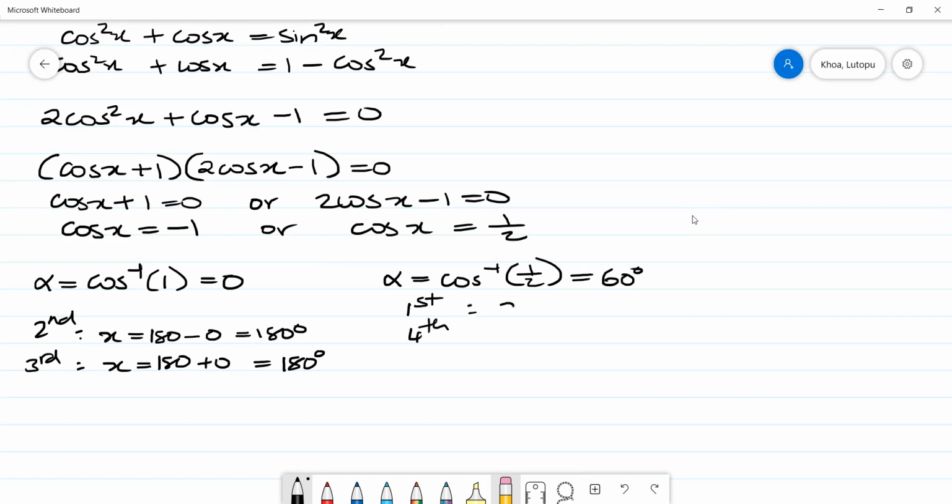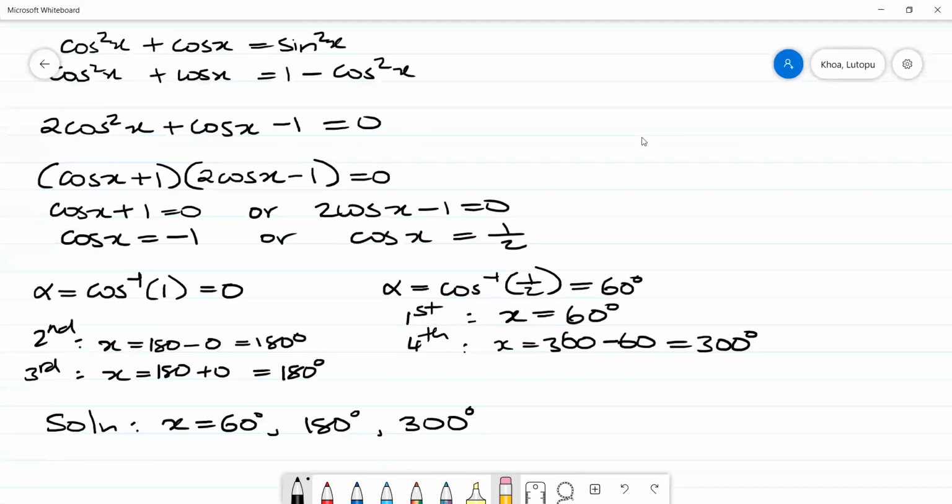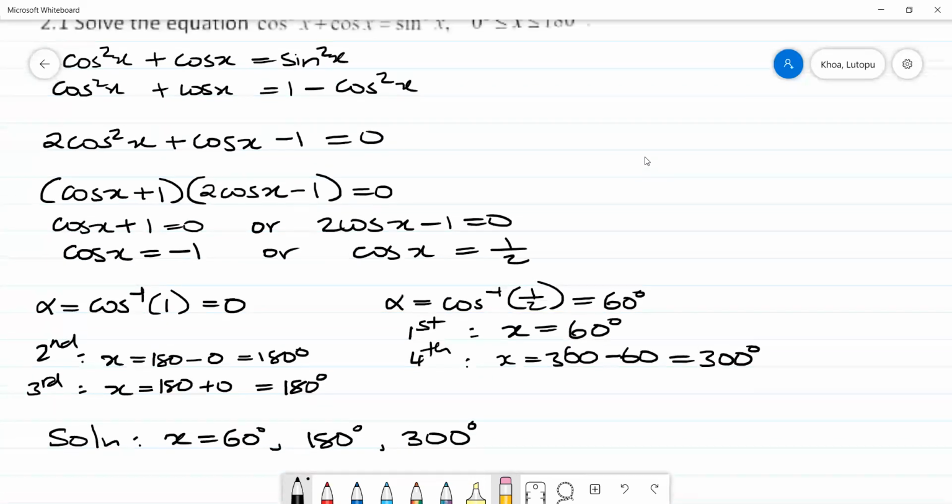In the first quadrant, x is equal to 60 degrees. In the fourth quadrant, x is 360 minus 60, which is 300 degrees. So our solution set, we have x is equal to 60, 180, and 300 degrees. The fifth step, which is adding 360, you would try it, but they are out of the range.